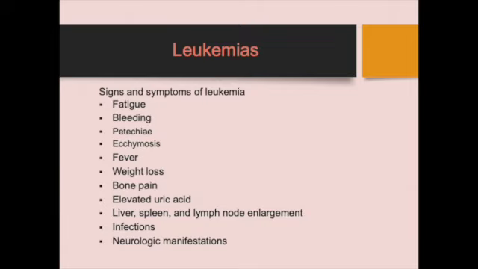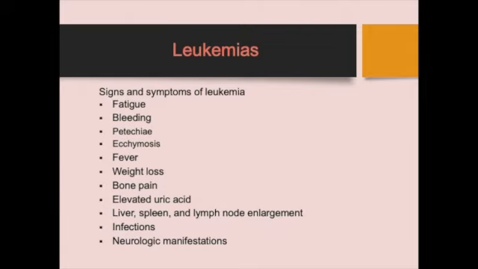Your uric acid may also be elevated because leukemic cells can break down very rapidly, and this leads to an increased level of uric acid in the body. This is what's causing the joint pain and also can cause kidney issues as well. You may see enlargements in the lymph node, the liver, the spleen, because of the abnormal amounts of leukemic cells, and it causes discomfort and swelling in these areas.